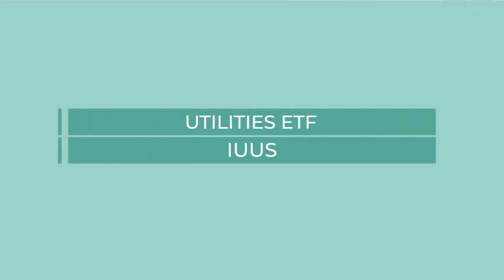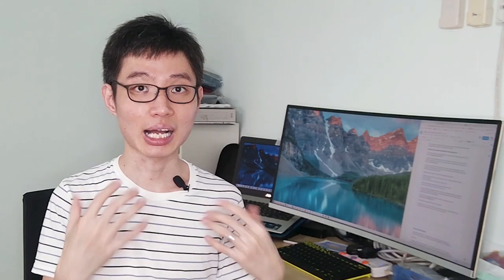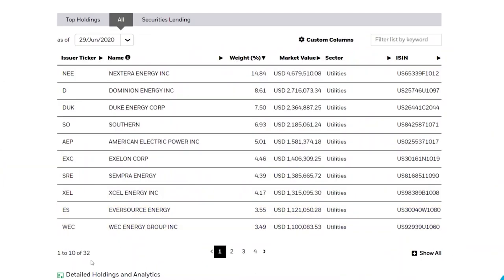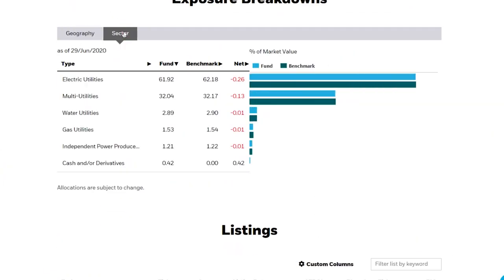Finally on this list, I have the utilities ETF, ticker symbol IUUS. IUUS tracks the utility sector in the United States. It is very similar to Vanguard's utility ETF, VPU, but IUUS is an Ireland domiciled ETF. This ETF is not as diversified as all the other ETFs, because as we can see, it only has 32 stocks. And if we check the sectors, we will see that it is heavily in the electric utility sector at 62% and 32% in the multi-utility sector.